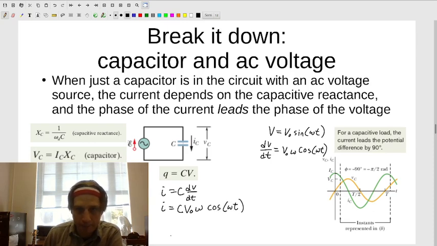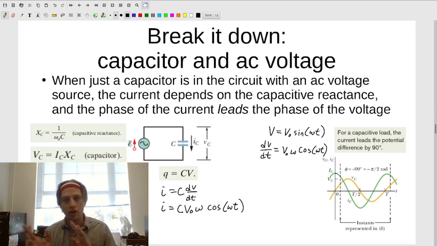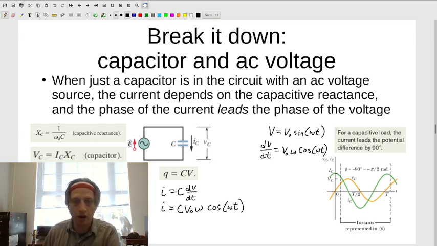Now, what you can see here is that the current is using a cosine function, the voltage is using a sine function, so those are offset by 90 degrees. They're offset by a quarter of a cycle. And what's interesting also is that this number out in front, this cosine omega t is just going between -1 and +1. This is your amplitude of your current. And it will depend on what frequency you have.